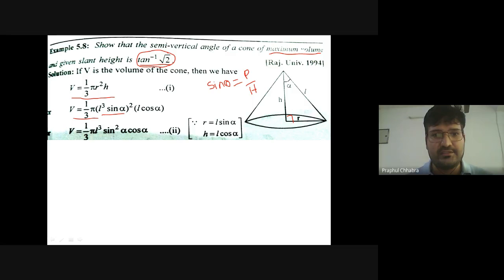Now H, the height, apply the cos theta formula. So cos theta is equal to base upon hypotenuse. So for this angle, base is actually H and hypotenuse is L. So H upon L is equal to cos alpha. So H will be L cos alpha.